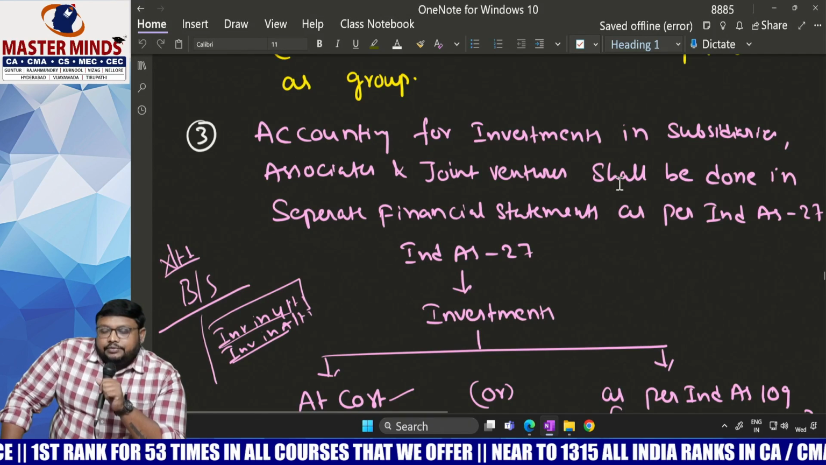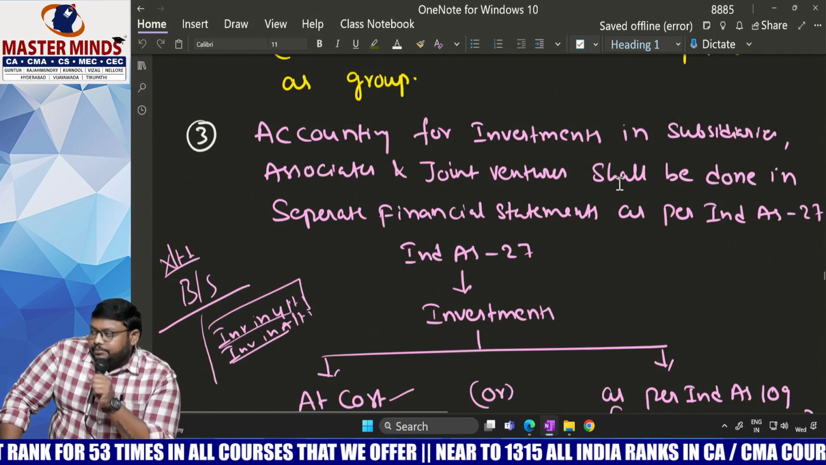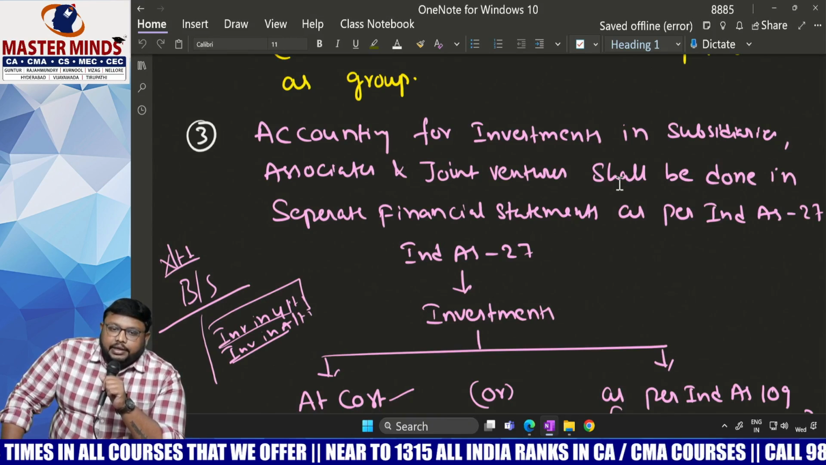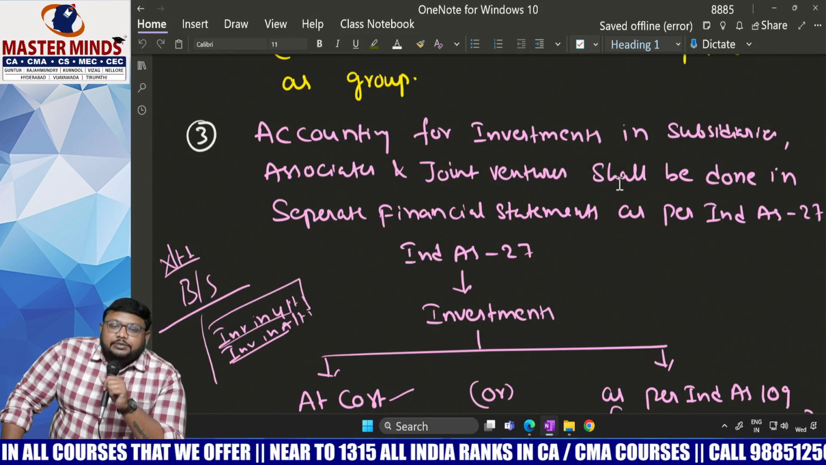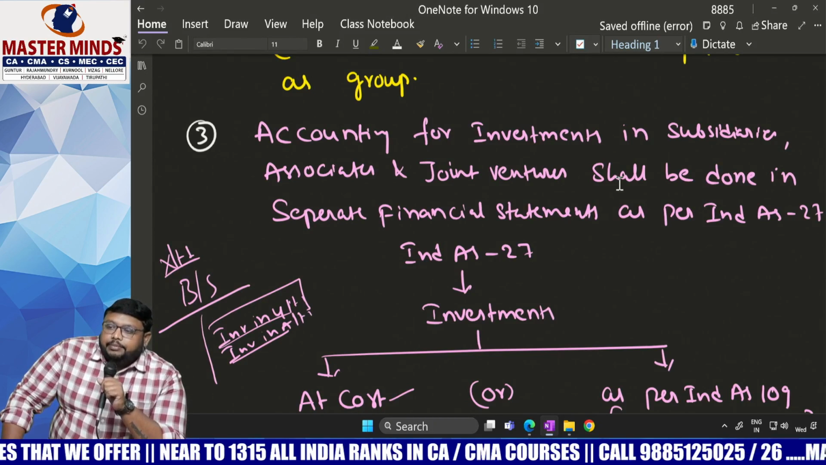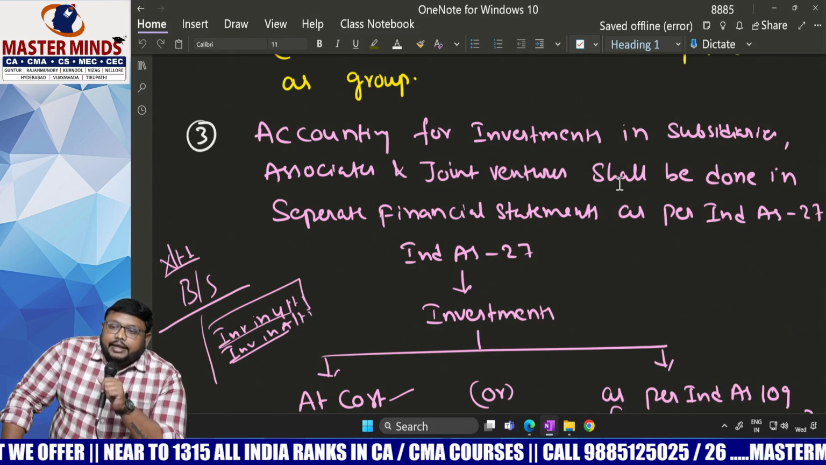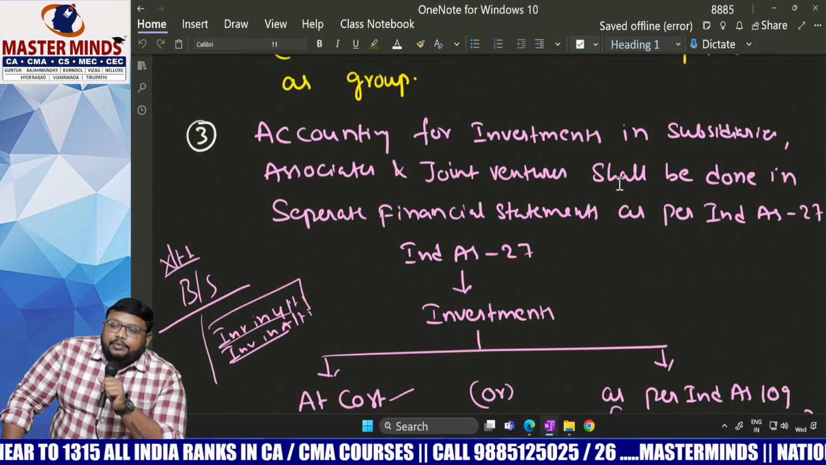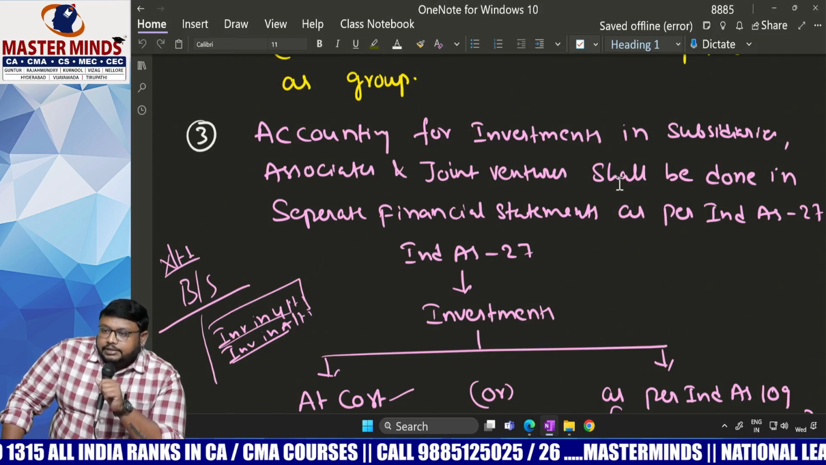So in the last session we discussed investments. When you are making normal investments, Ind AS 109 will apply. And when you are making investments in associate companies, Ind AS 27 applies for separate financial statements and Ind AS 28 for consolidated financial statements.